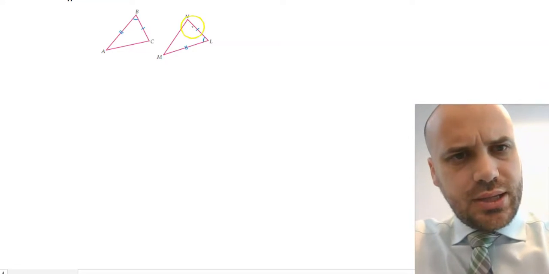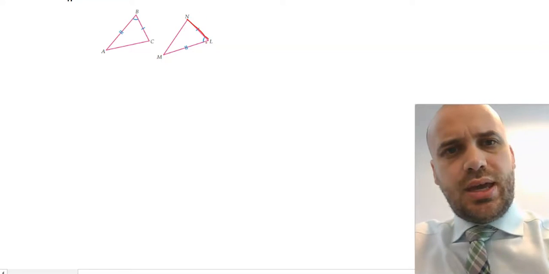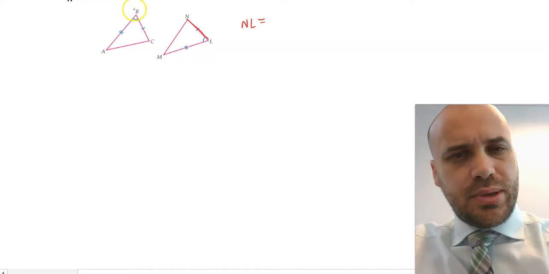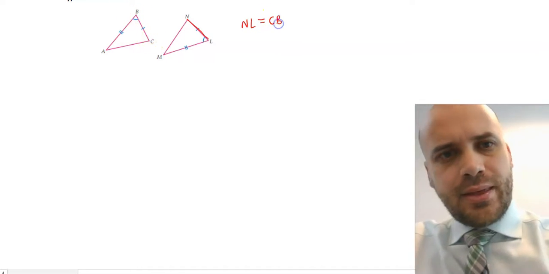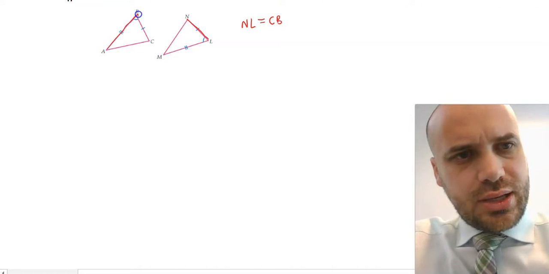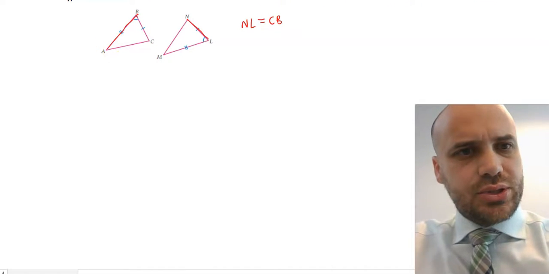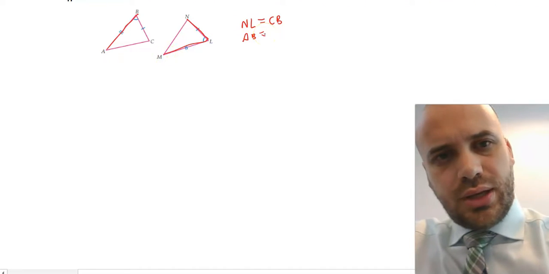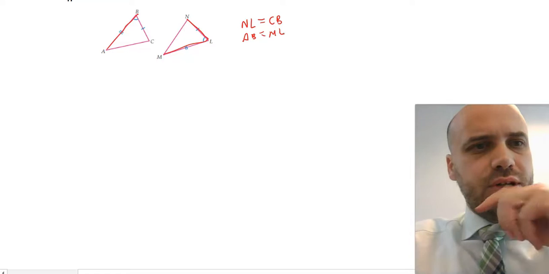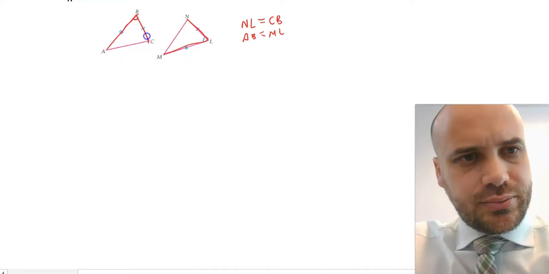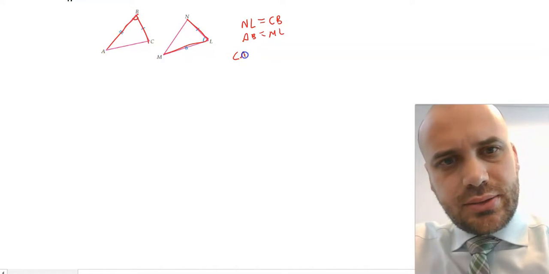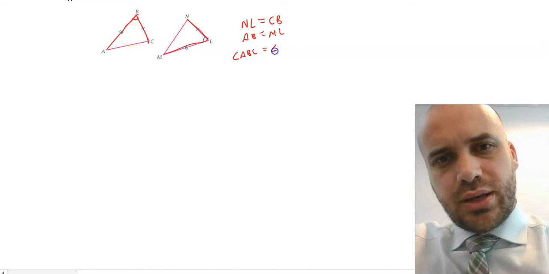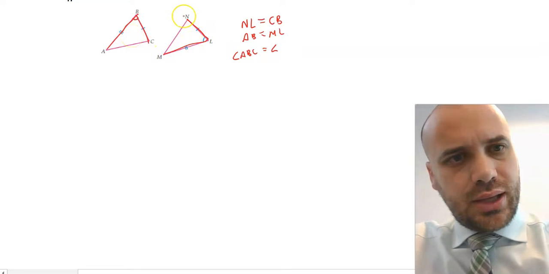Okay, so I can see that this length here, NL, is equal to side CB. I can also see that this side here, AB, is equal to ML. And finally, I have this angle here, angle ABC, is equal to, and make sure you're doing things in the right order here, angle MLN.